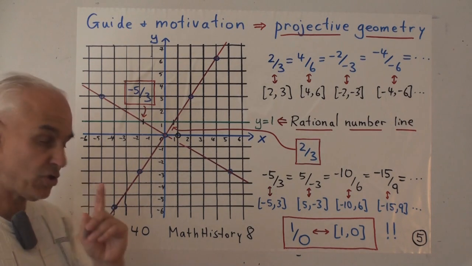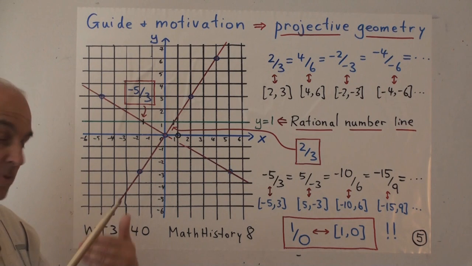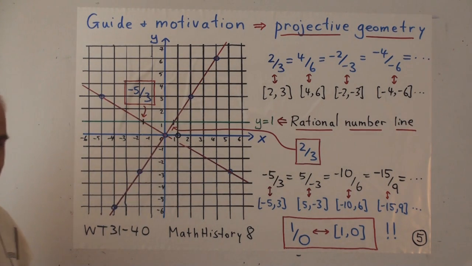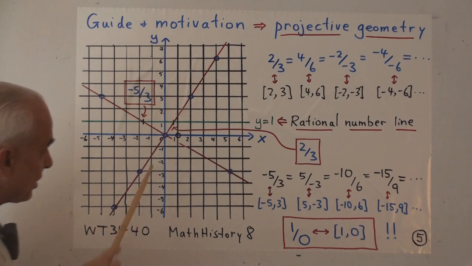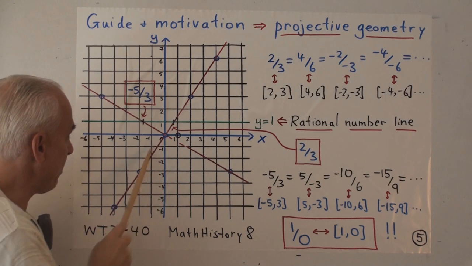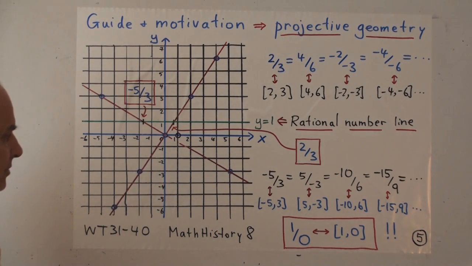So the rational number 2/3, which is sitting right there on the number line, can also be thought of in terms of this line through the origin. And it can also be associated with this point, or maybe this point, or maybe this point, or many other multiples.